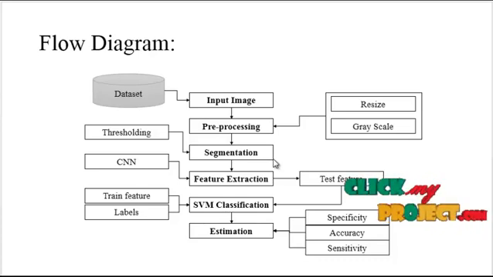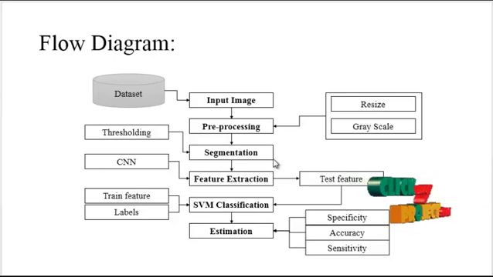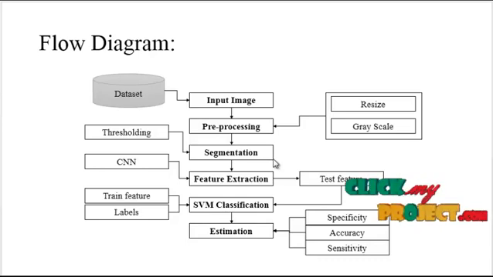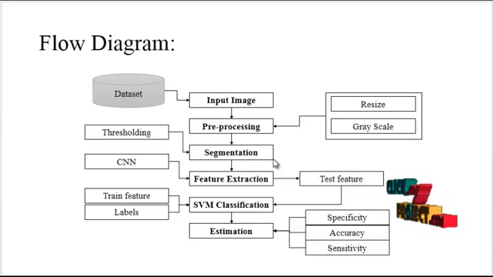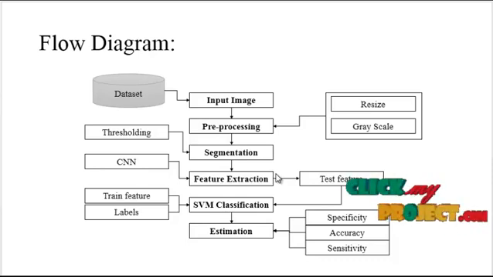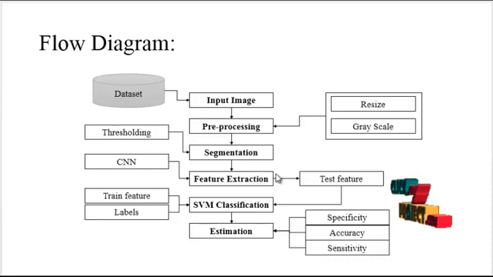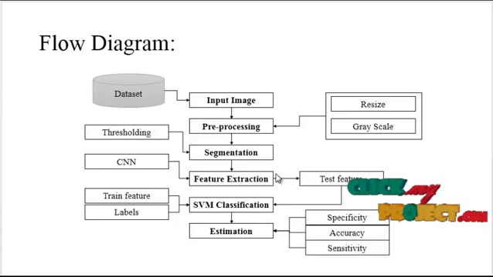After extracting the tumor portion, we just move on to the feature extraction. In this feature extraction step, we are using the CNN, that is the Convolutional Neural Network method, to extract the features from the image. Feature is nothing but the collection of data from the image, that is in the pixel-wise form. After extracting the data, we are going to do the classification step.